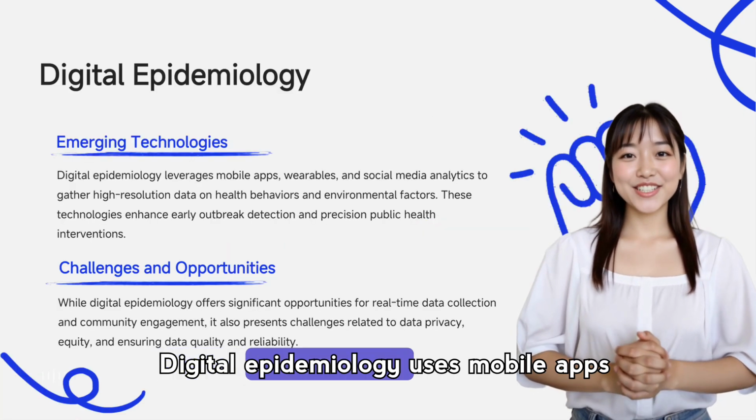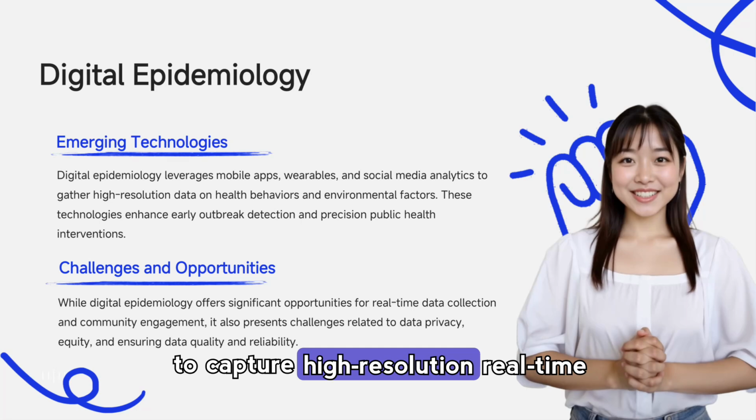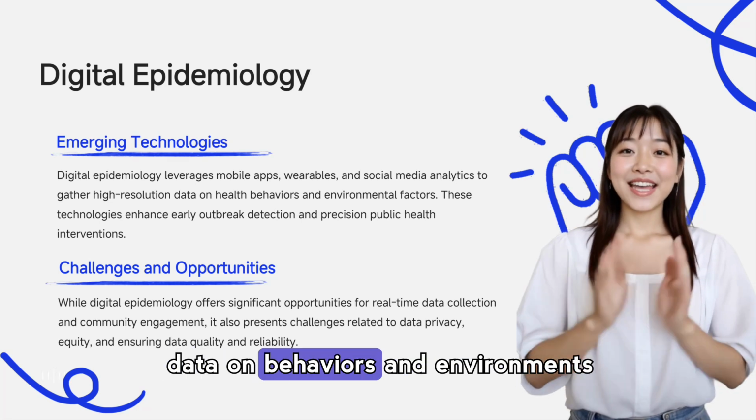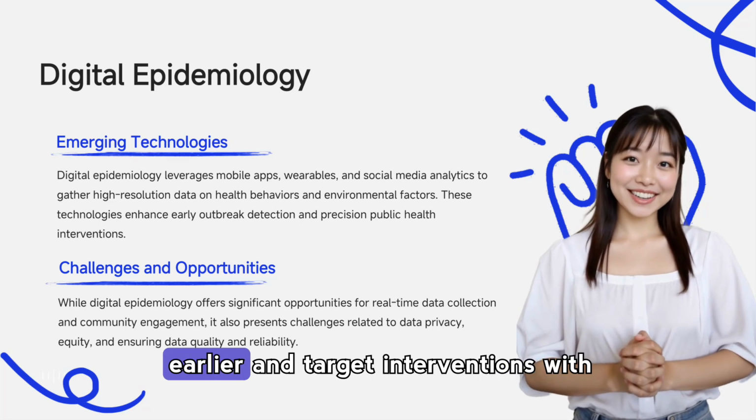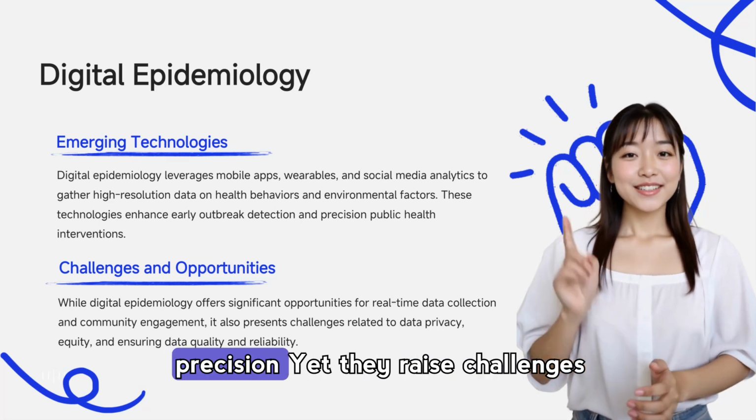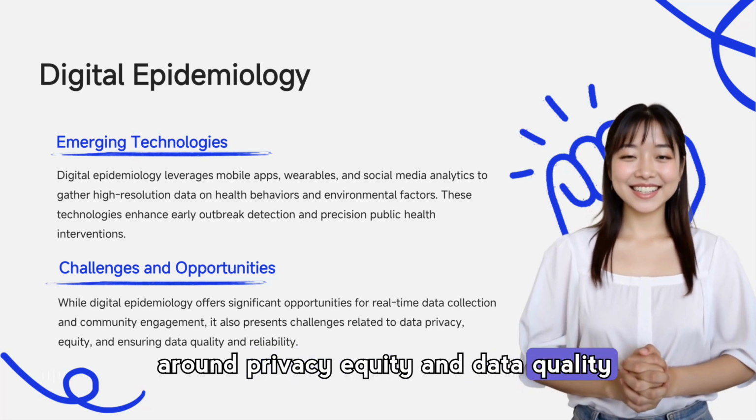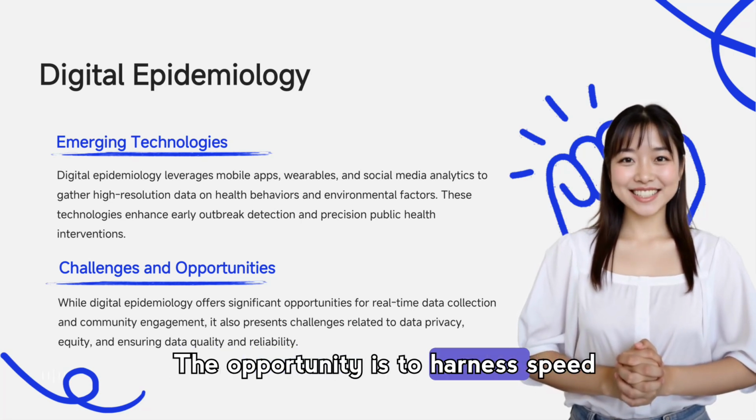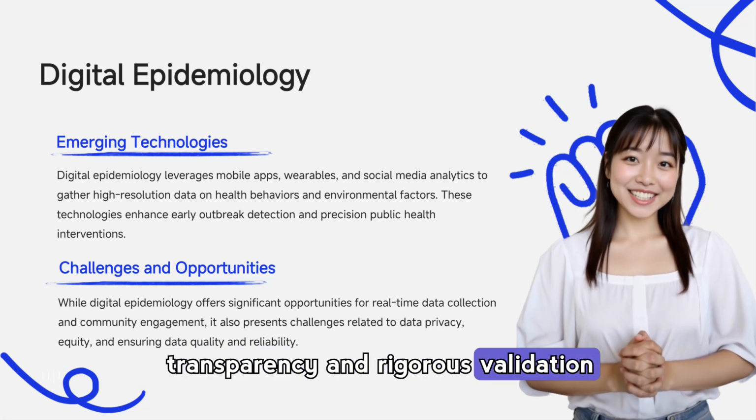Digital epidemiology uses mobile apps, wearables, and social media analytics to capture high-resolution, real-time data on behaviors and environments. These streams can flag outbreaks earlier and target interventions with precision. Yet they raise challenges around privacy, equity, and data quality. The opportunity is to harness speed and scale while building trust, transparency, and rigorous validation.